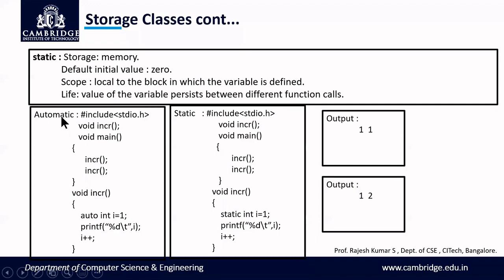I've taken the difference between an auto variable and a static variable. In this program, I've written a function called increment. Void increment is the user-defined function. In the main program, I'm calling this increment function twice. Now, I've written the body part for this function, where inside the body I've written auto int I is equal to 1. And I'm printing the I value.